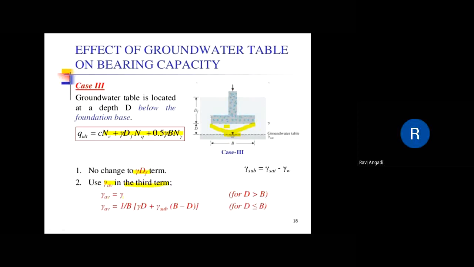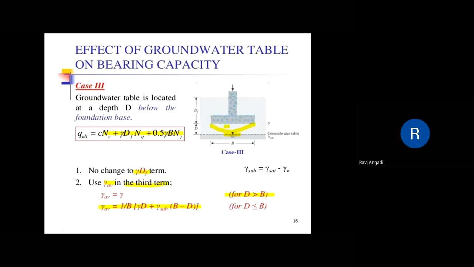Gamma average equal to gamma, that is gamma. This is the equation to be used to calculate the average unit weight. So gamma average equal to gamma when the depth is greater than b. When this d is greater than b, then directly you take gamma average equal to gamma.